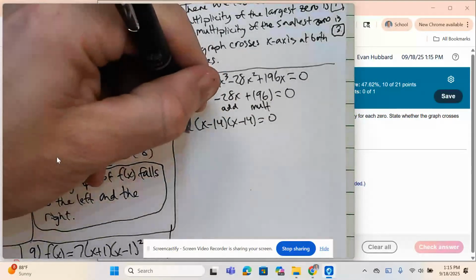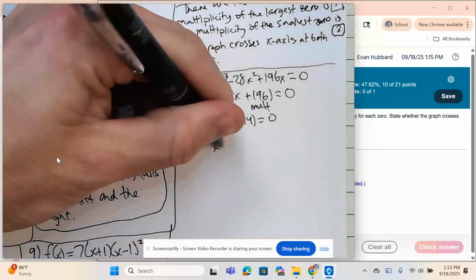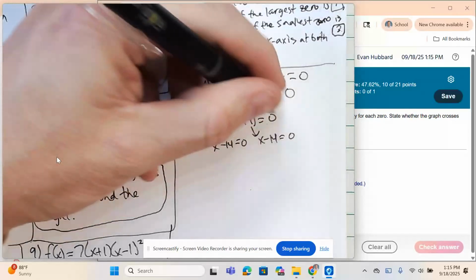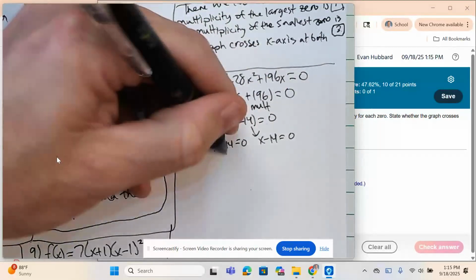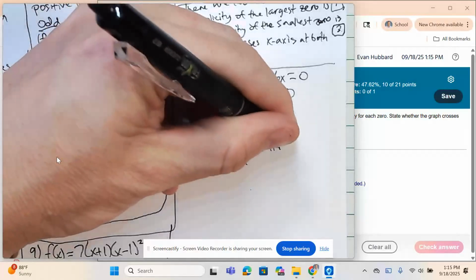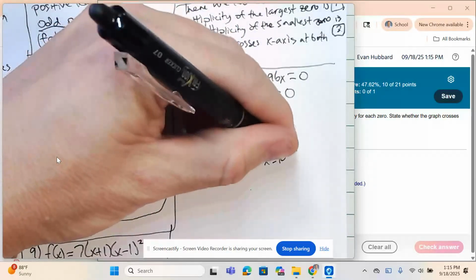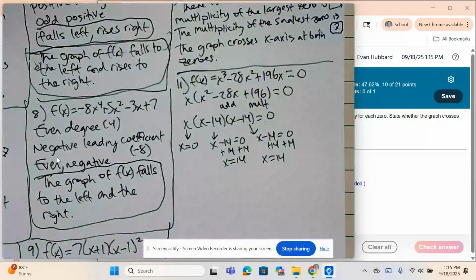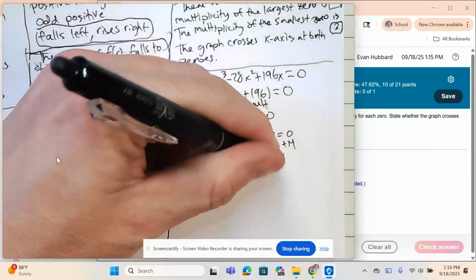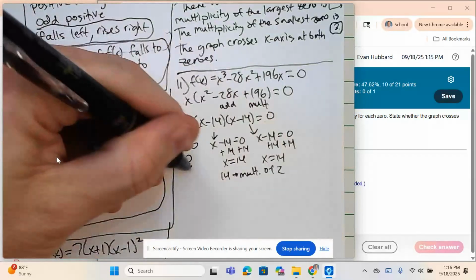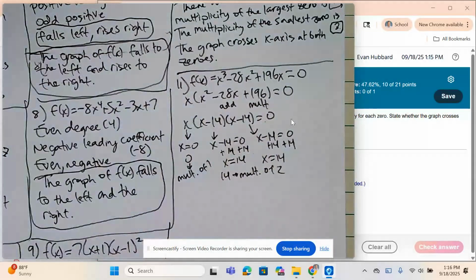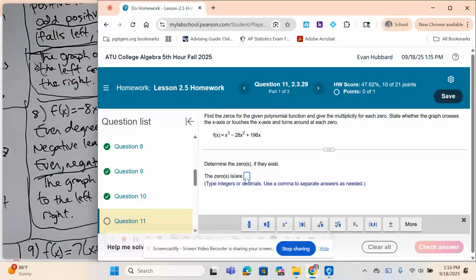So I set each of these equal to 0. So x equals 0. This one, x minus 14 equals 0, and then you solve them. Add 14, x equals 14. So 14 happens twice, so 14 has a multiplicity of 2. And then you have 0 with a multiplicity of 1. So the zeros are 0 and 14.